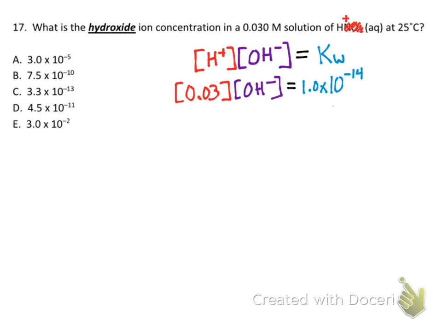We know that our H+ concentration is 0.03, divide both sides by that, and we'll get that our hydroxide concentration is 3.33 times 10 to the negative 13th. Yikes, that's small. We have a far greater concentration of hydronium, and that's what we would expect from an acidic solution.